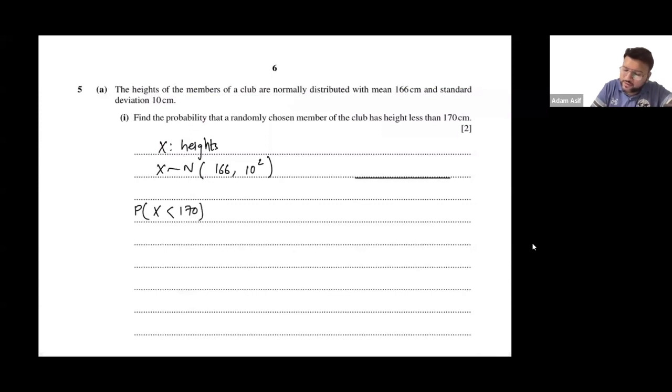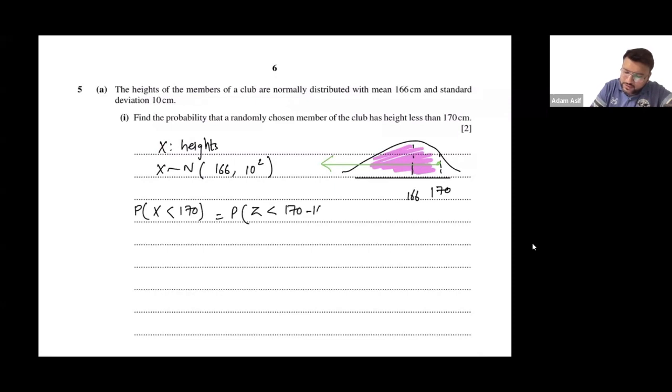So if I draw the bell curve, normal distribution curve, the mean is going to be 166. The value of 170 is going to be above the mean. We need to find the probability that it's going to be less than 170. So we need to find this region, this area. So first we are going to find the z value.